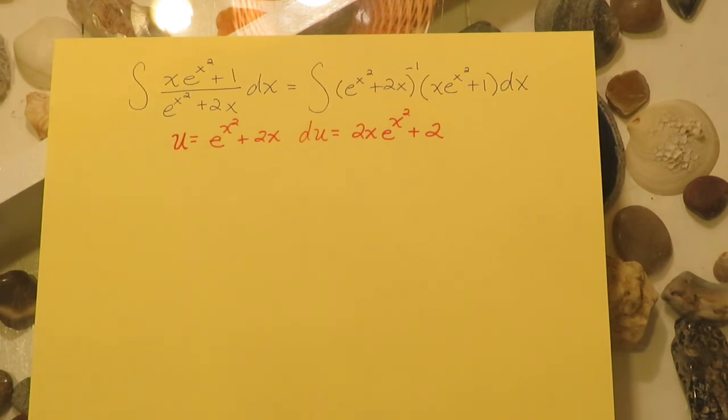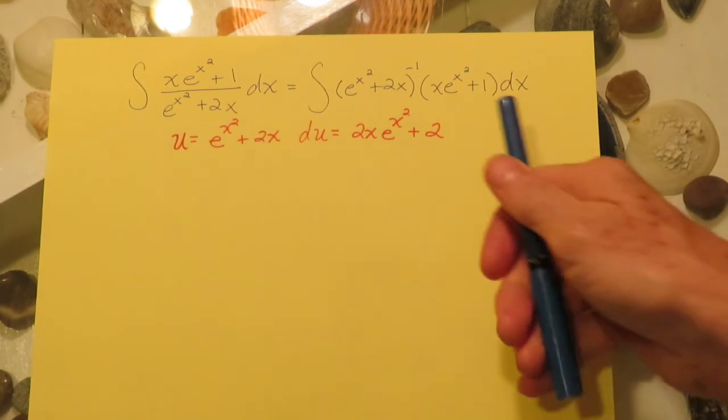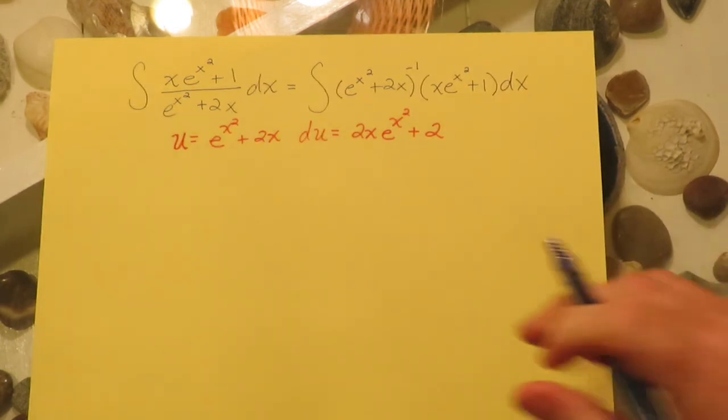So e to the x squared plus 2x to the minus 1, we're going to look at that as our main function. And then the x e to the x squared plus 1 dx is there due to the chain rule. So the interior function, the inside composed function, is e to the x squared plus 2x. Its derivative is e to the x squared times 2x. You're multiplying by that extra 2x due to the chain rule, and then the derivative of 2x is 2. So notice that that's matching this aside from being multiplied by 2.